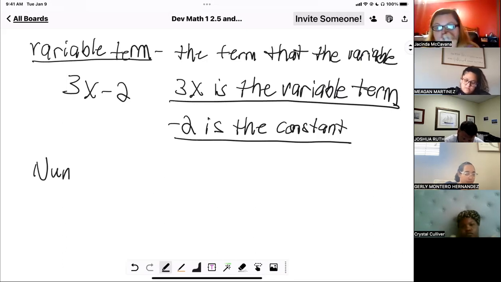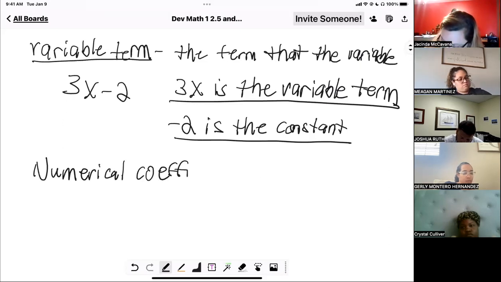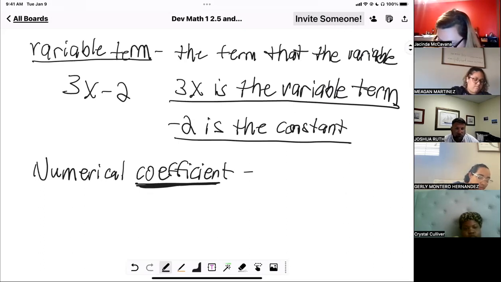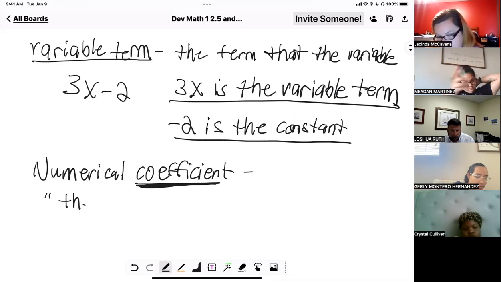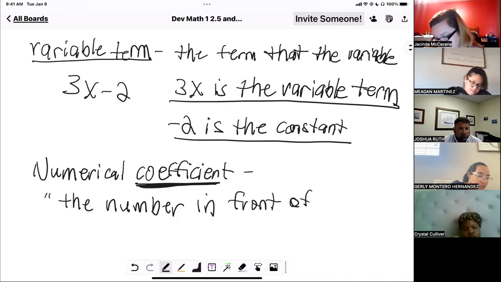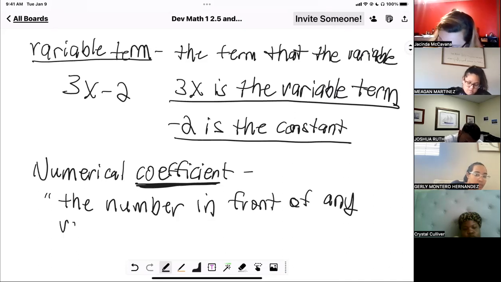Okay. Numerical coefficient. Sometimes you just say coefficient. I put it in this because these are my words. It is the number in front of any variable term.